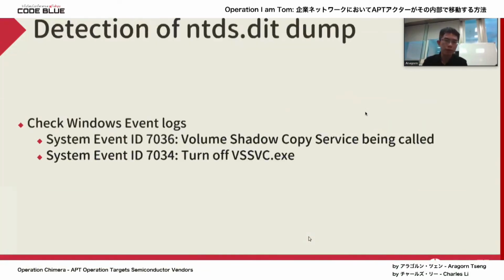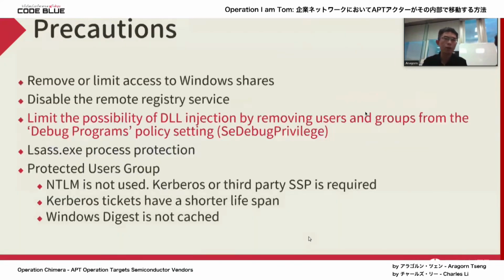If you want to detect this attack, you can check the following Windows event log, because taking the snapshot will cause the volume shadow copy service, and the following event log is related to this service.